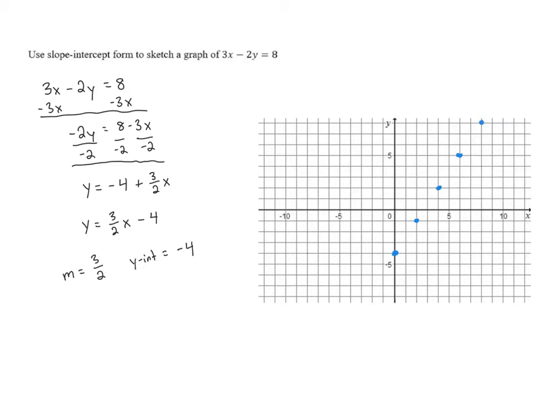And then if we go back to our y-intercept, we can go down 3 and to the left 2 to get one more point, this time in the third quadrant. Once we have our points, we can connect them with a straight line. We can label our graph, 3x minus 2y equals 8. And we are good to go.